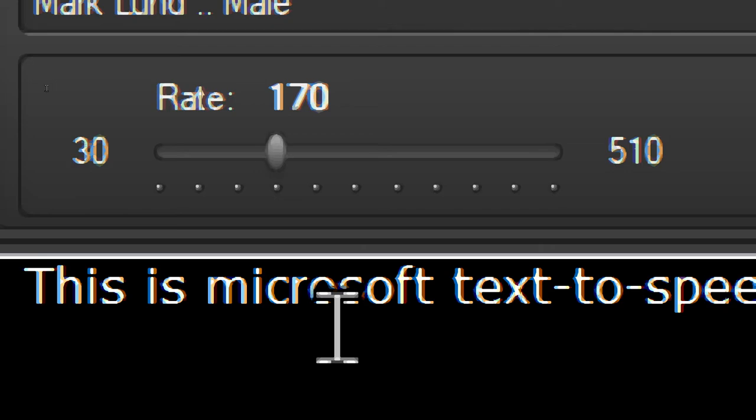This is Microsoft text-to-speech system. It can convert any text into anyone's voice.